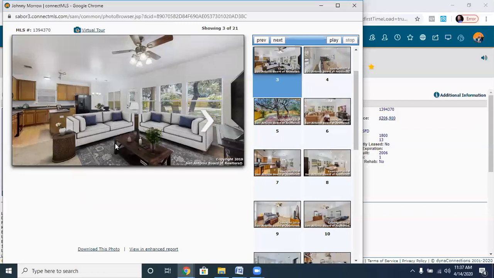One of the things about this virtually staged photo is they put a virtual rug in here and it's covering the carpet. Right, so just keep that in mind. I may or may not put that. If the carpet's in really bad shape, I probably don't want to cover it up. I might still virtually stage it with some other things. So just keep that in mind.